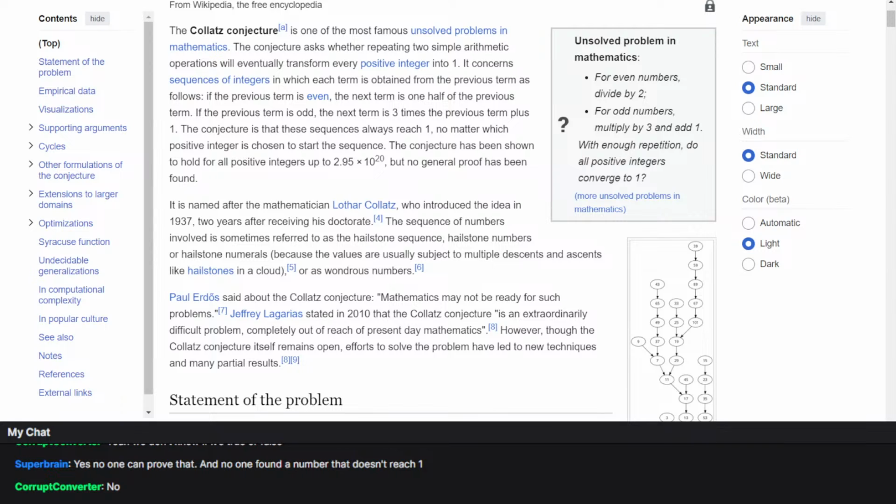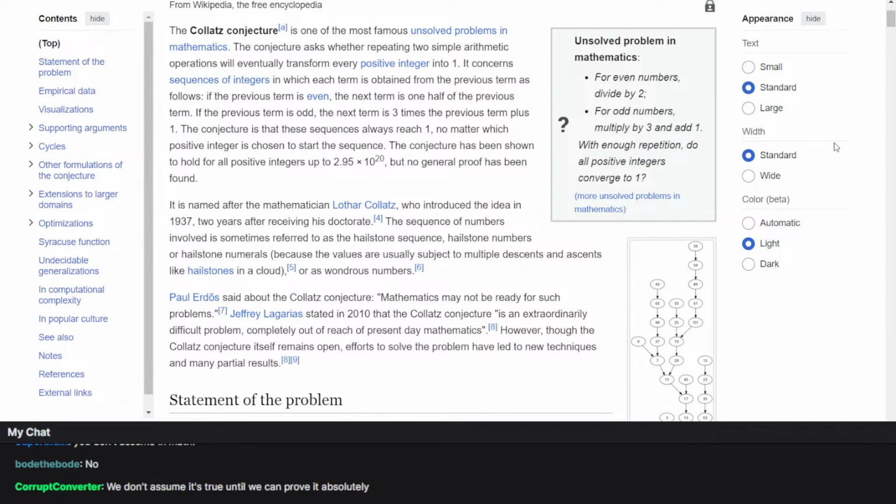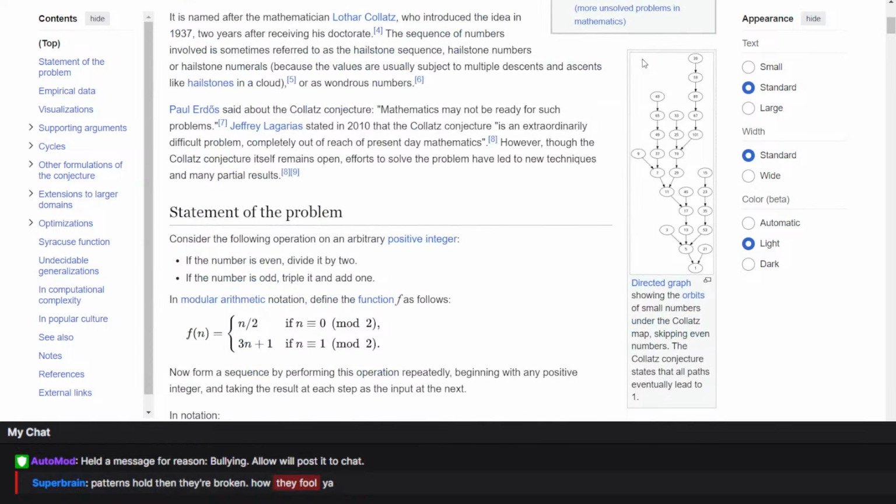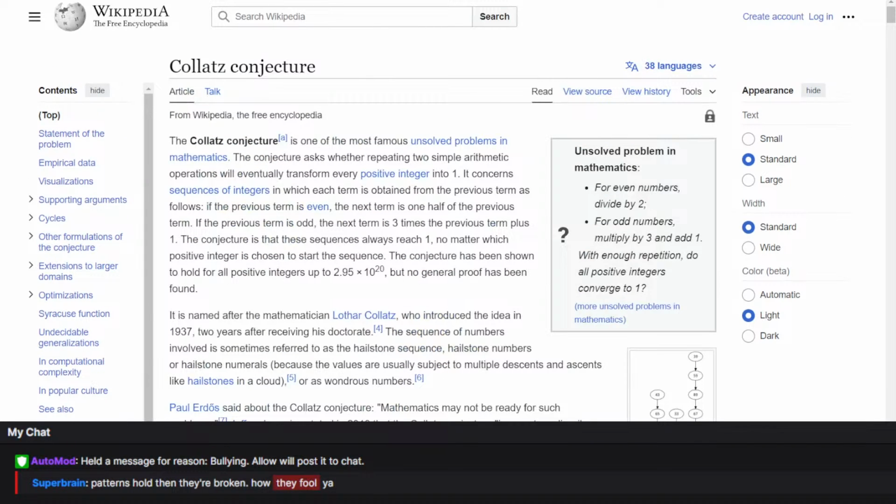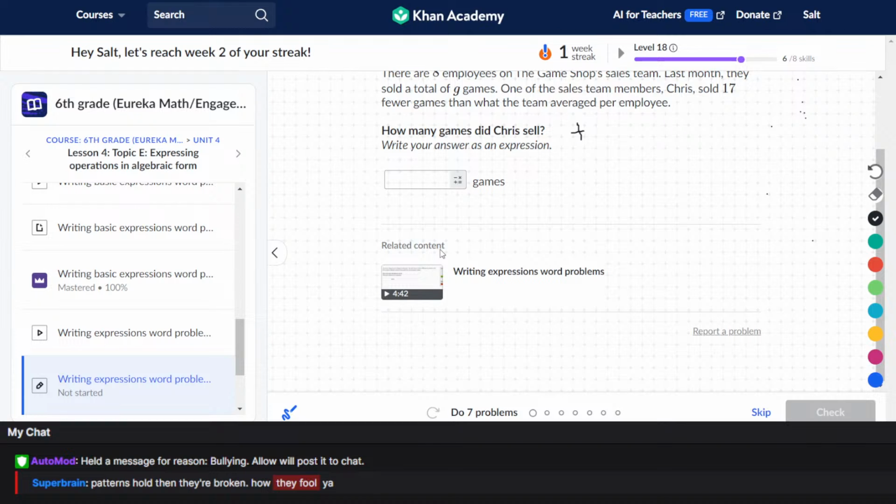Maybe not. Well, yeah. Corrupt Converter says no. Not in math, though. Oh. Okay. Bode says no. Prove it. Damn. Okay. Nice. Oh, okay, this was actually kind of interesting.